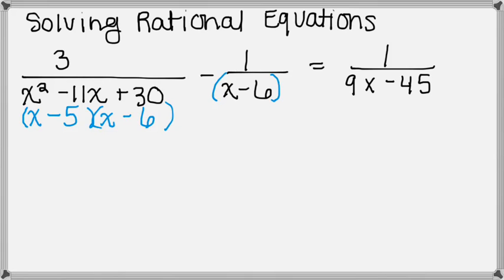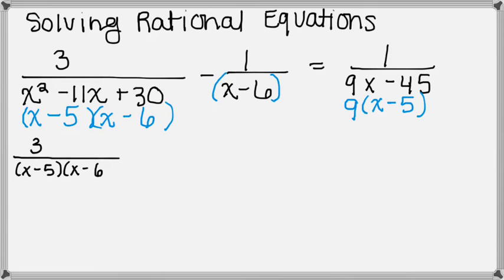The 9x minus 45, we can factor out a GCF of 9, which leaves us with x minus 5. And let me just rewrite our whole equation, but with the denominators in factored form. Minus 1 over x minus 6 is already factored.